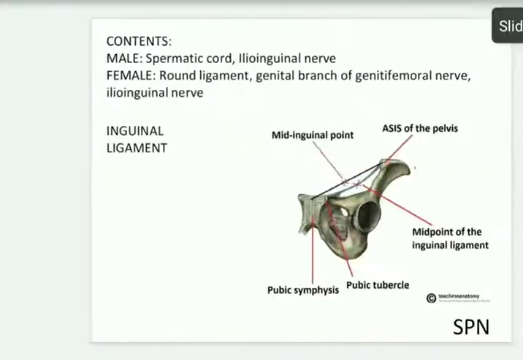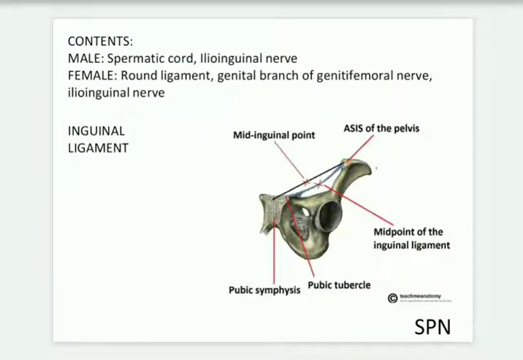And what are the contents present in the inguinal canal? In male, spermatic cord and ilioinguinal nerve. In female, round ligament, genital branch of genitofemoral nerve and ilioinguinal nerve. These are the contents of your inguinal canal.